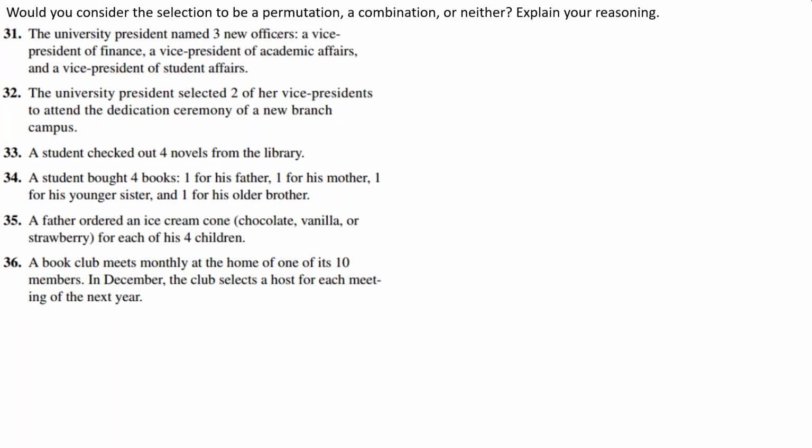Well, if we think about that, there's a specific person. There's going to be one for finance, there's going to be one for academic affairs, and there's going to be one for student affairs. And because of that, order matters. And so I would call that one a permutation. Okay. Now, what about the next one?